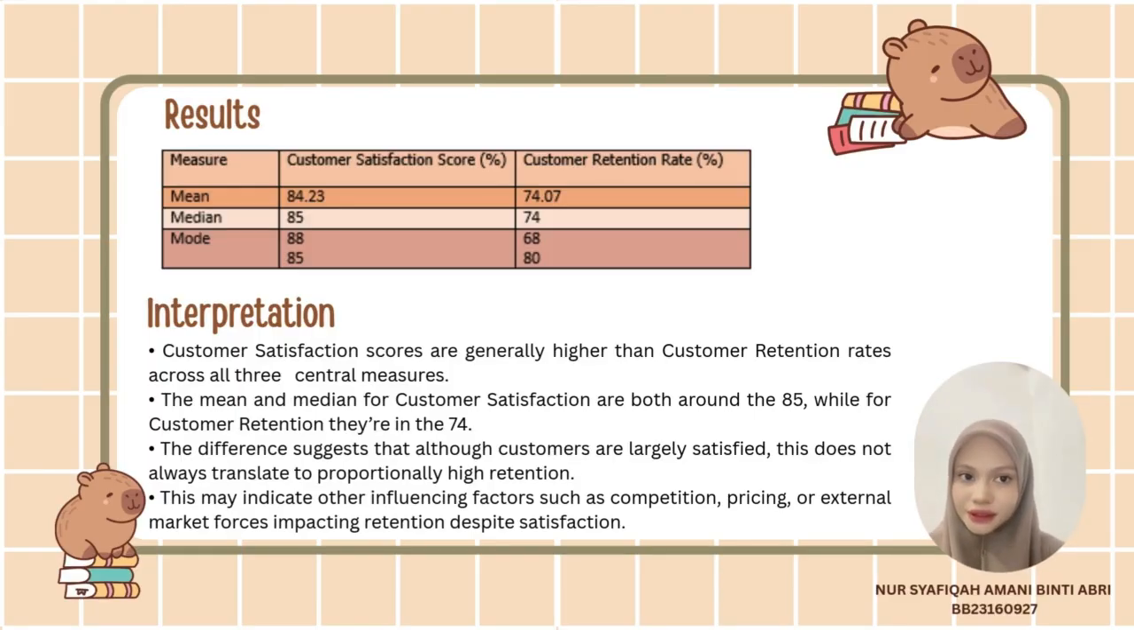Next, for the median of customer satisfaction score, half of the businesses score above 85% and half below, which suggests a symmetric distribution. For customer retention rate, the median confirms the central tendency matches the mean, which indicates a balanced distribution. For the mode, customer satisfaction scores of 88 and 85 are common levels of satisfaction and appear most frequently among the local companies. This shows peak performance levels.